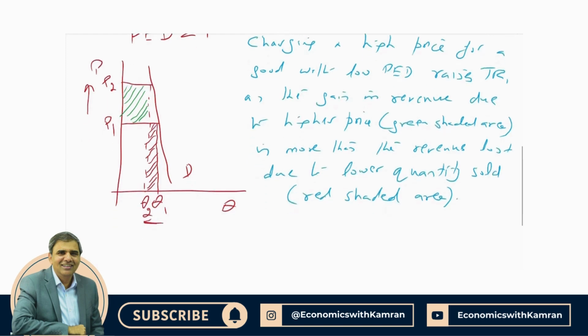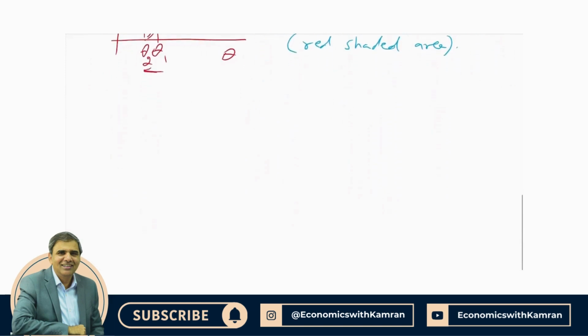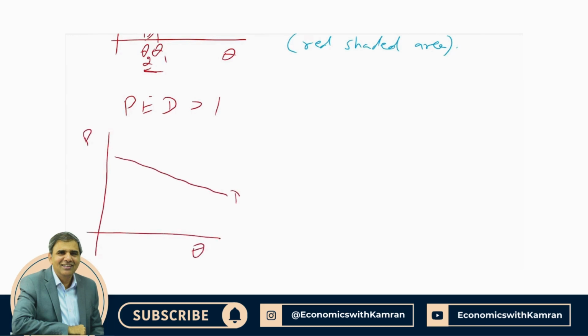And now we move to discuss a product with a high PED. With a high PED, the demand curve would be flatter, like the one we are drawing now. Now for a good with high PED, the initial price is P1, the initial quantity is Q1, and it is recommended that the price is decreased.